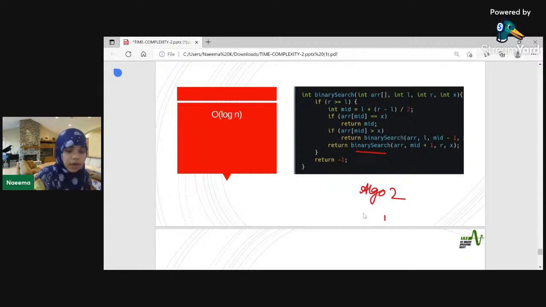So it doesn't have to compare with each and every element of the array. The operation does not take place on each and every element of the input, and so the time taken will obviously be less. It gets halved each time.